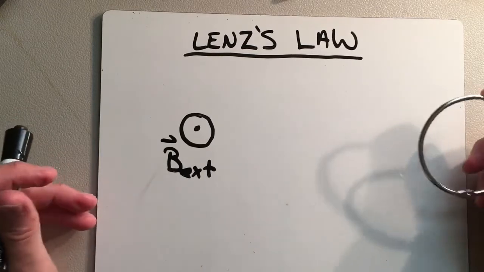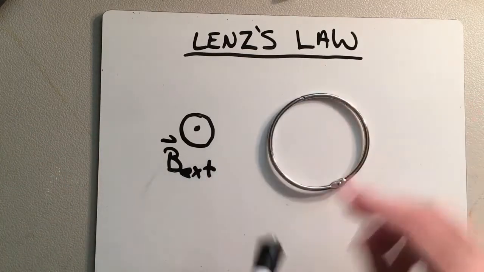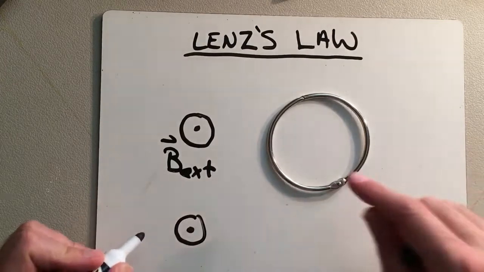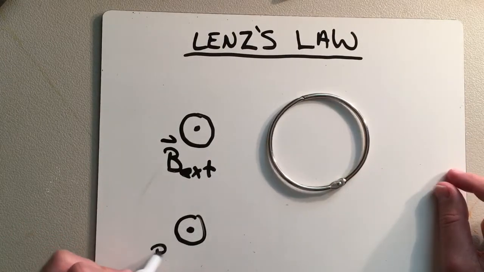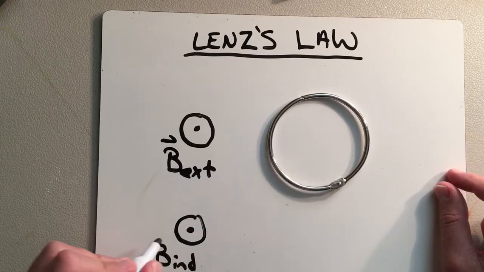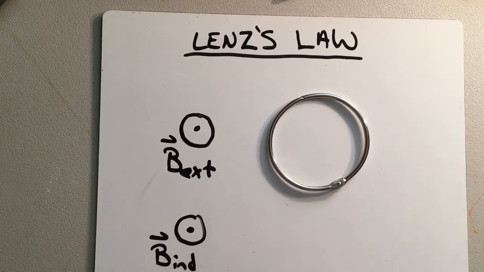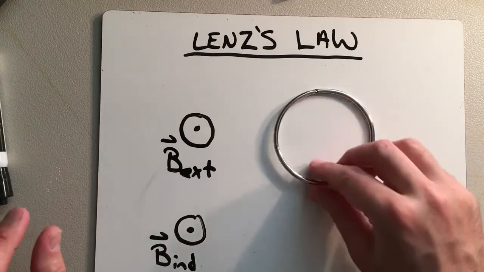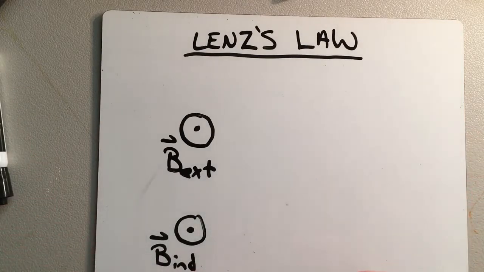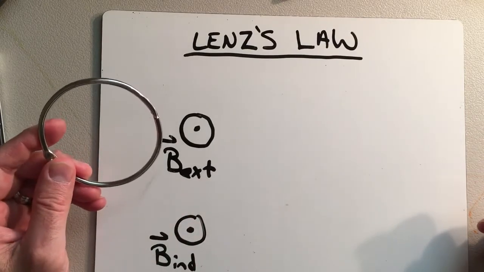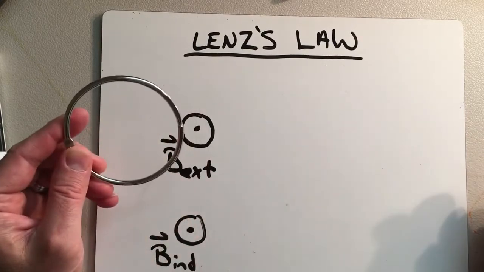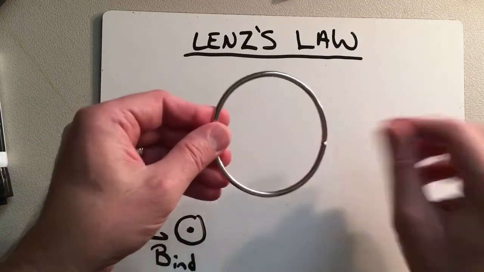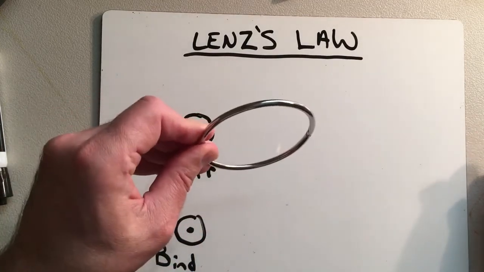Okay, so since the flux is decreasing, what does that mean? Well, the simple rule is that if the flux is decreasing, then the induced magnetic field at the center of the loop has to be parallel to the external magnetic field. So let me say that again. If the flux is decreasing, the induced magnetic field at the center of the loop has to be parallel to the external magnetic field. And that's what's happening here. The flux is decreasing as I rotate it.